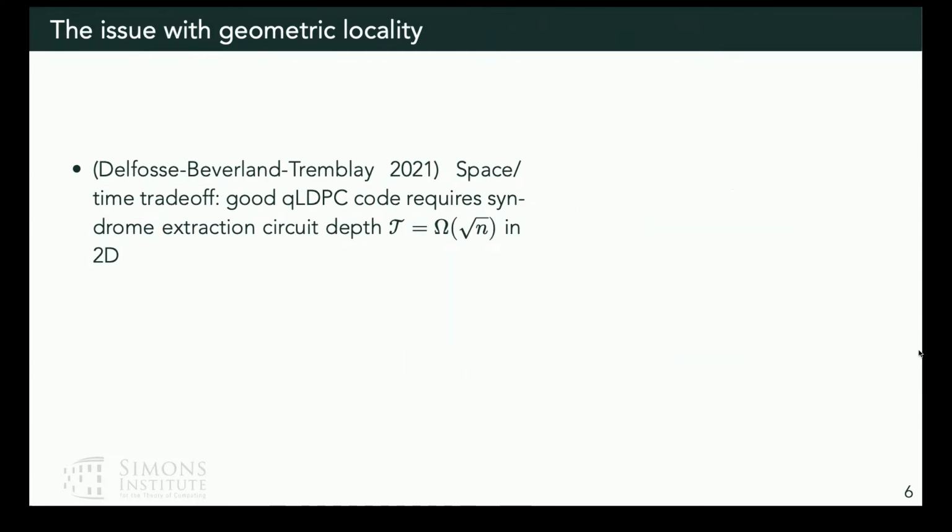So, okay, fundamentally, what's the issue with geometric locality? We know of this result from Delfosse, Beverland, and Tremblay, that there exists a space-time trade-off for syndrome extraction circuits of good codes. Roughly, if we have a syndrome extraction circuit that uses the minimum amount of memory, then we're going to pay a price. And this price is this polynomial depth.